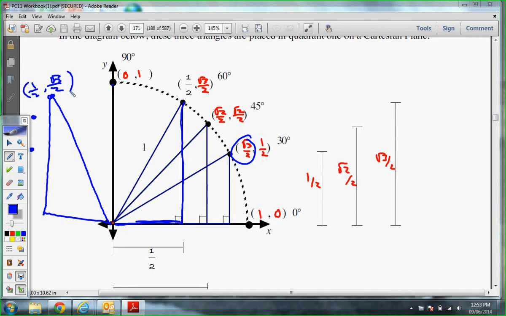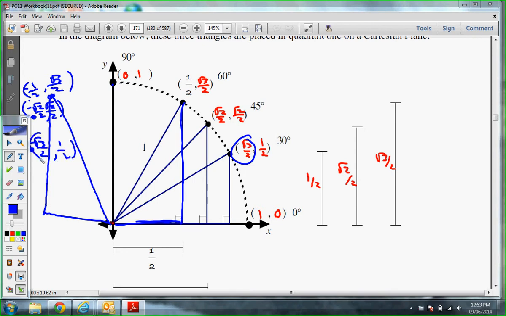The only thing that changes in this quadrant is what? The signs. What's negative over here, x or y? On the left, quadrant 2, what's the x? That would be my negative 1/2. That's the only thing that changes. This point here that I drew is still going to be root 2 over 2, with the x negative. And then this right here would be negative root 3 over 2, 1/2.